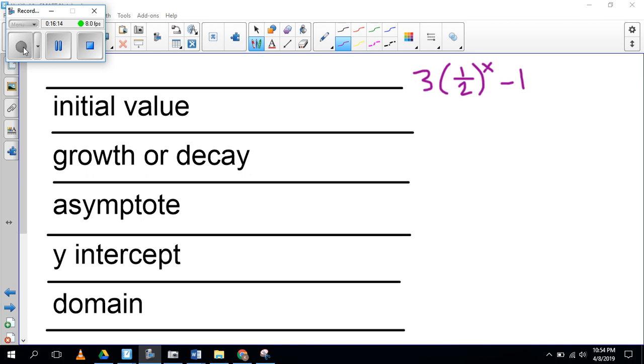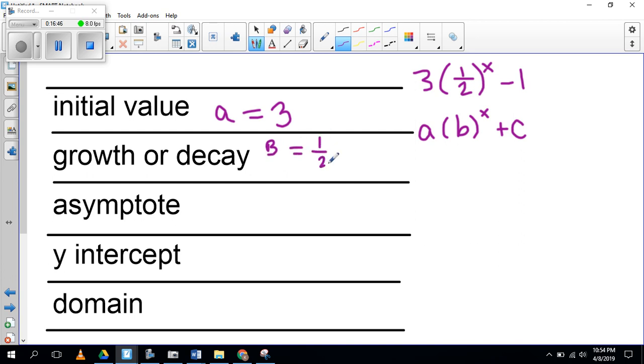Okay, so here goes example number 3. So once again, I'm going to write my formula out so we can see that. A parentheses B to the x power plus C. Okay? So my initial value is my A value. That's going to be 3. Okay, so we look at our B for growth or decay. So our B is 1/2.